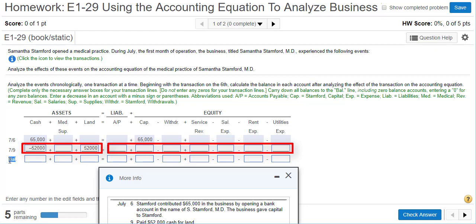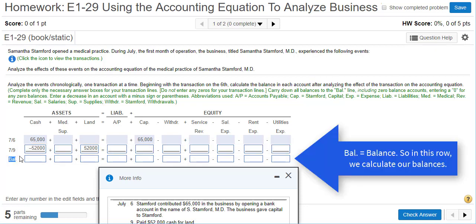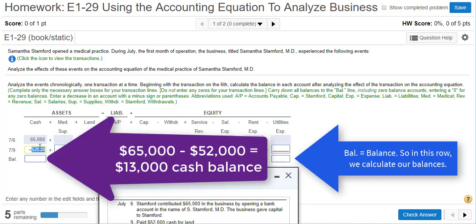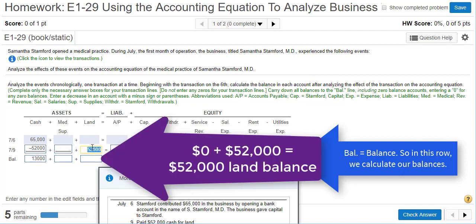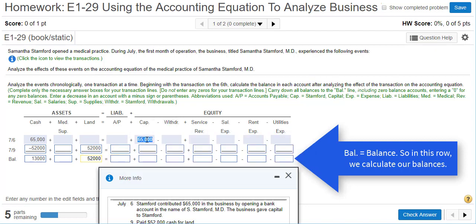Now, this BAL stands for balance. We're supposed to calculate how much cash we have. The way we do that is we look at our previous balance of cash, 65,000, and since cash is going down, we have to subtract that. So 65,000 minus 52,000 gives us a positive $13,000 of cash. Now let's look at land. We had 0 land. We have more land, 52,000, so obviously our new balance is 52,000. And capital, we had 65,000. We did not affect it, so we still have 65,000.